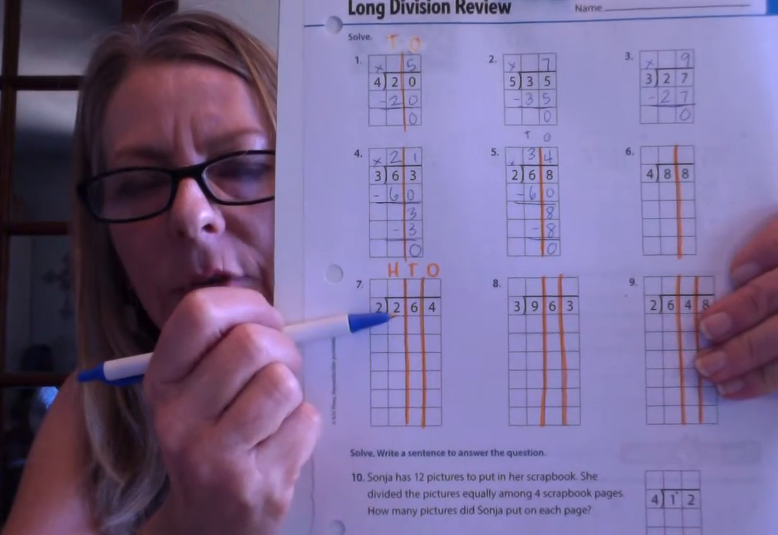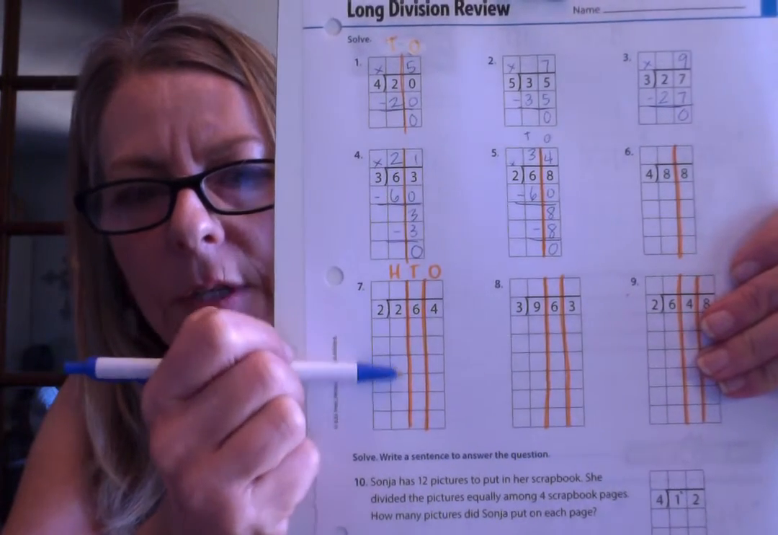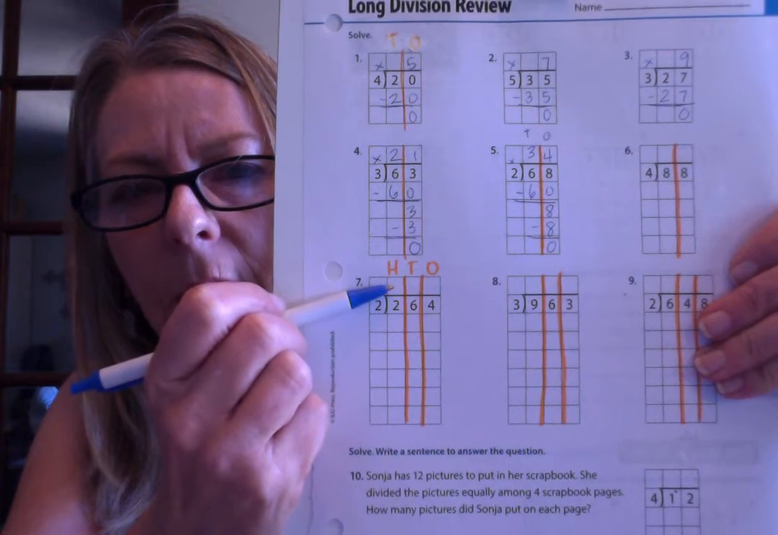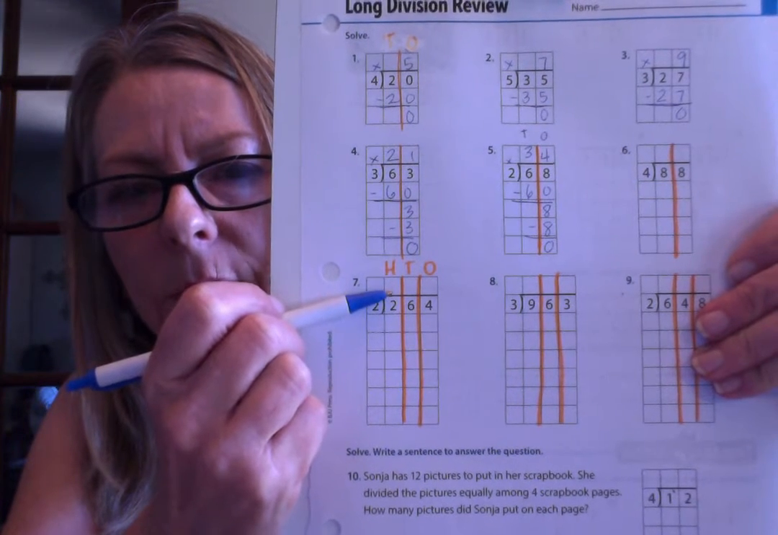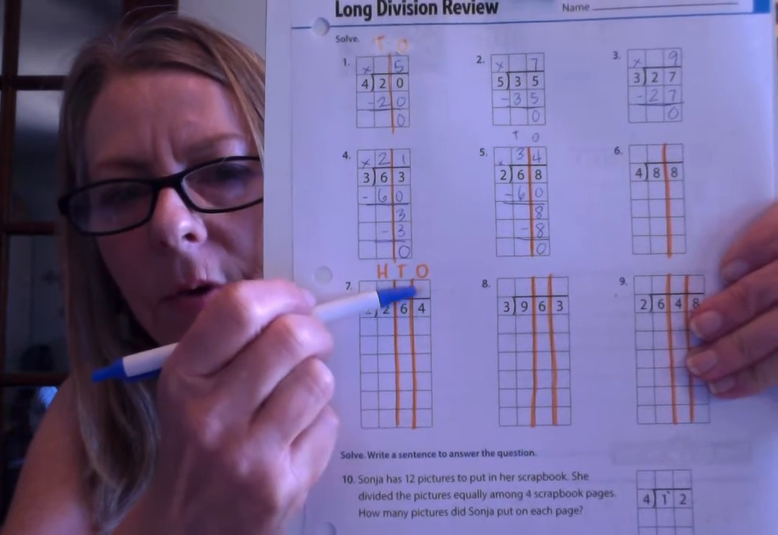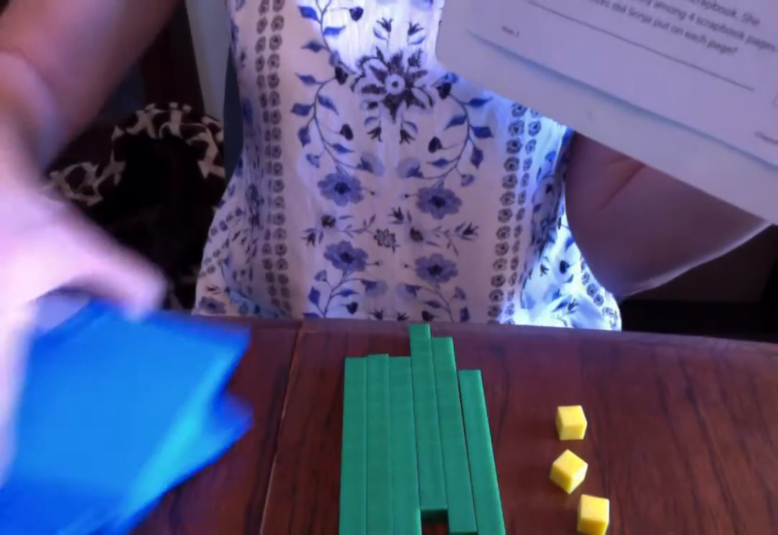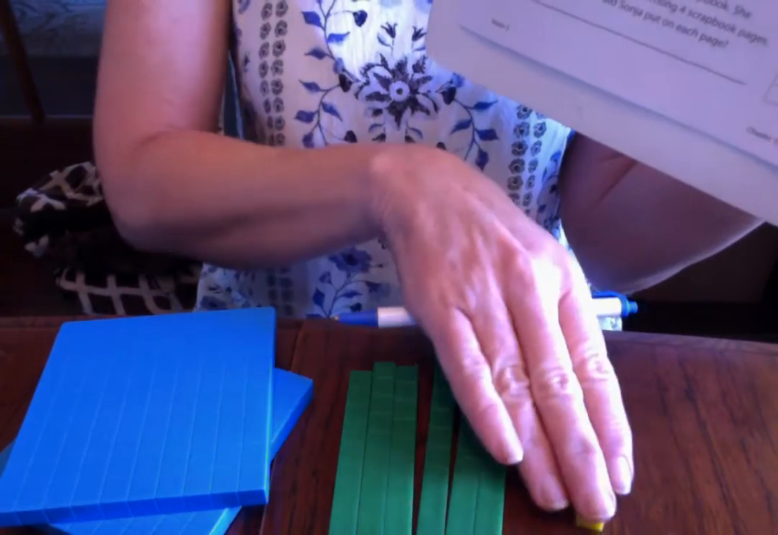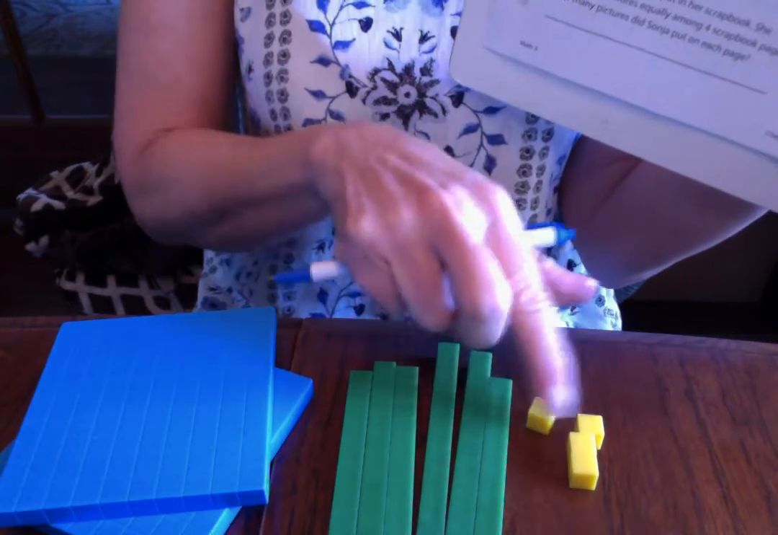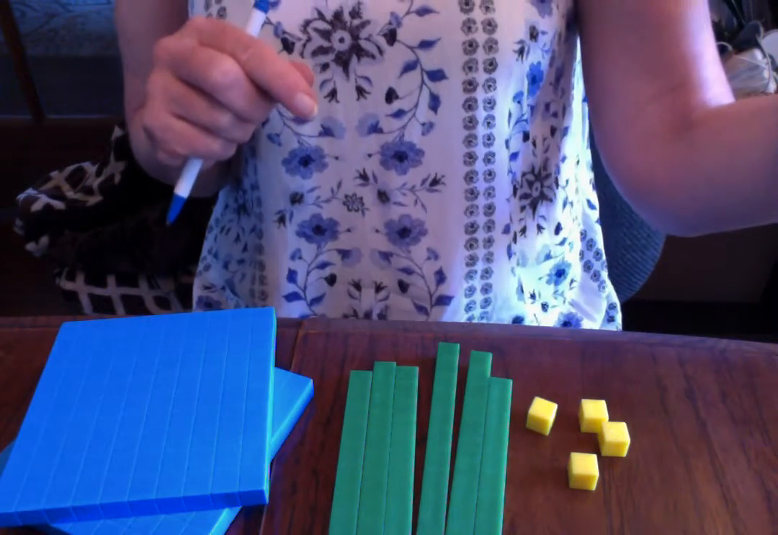Okay, so now we have a hundreds place, right? We have our hundreds column, and here's where our answer, the quotient for our hundreds will go, the quotient for our tens, the quotient for our ones. Okay, so we have 264. So I've got my 200s, I've got my 60, and I've got my 4. And I want to put those into 2 equal groups.